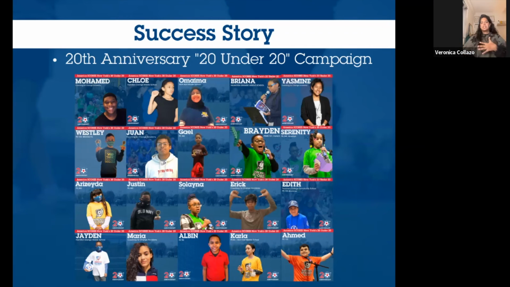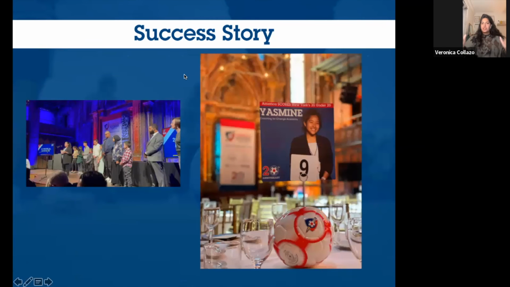And if you go to the next slide, you'll see that they had images of each of the 20 under 20 youth in the center of the table. And they were all there. They had the opportunity to speak. They had banners of their pictures on the side. As you can see on the stage, they were all of varying ages. Yasmin actually was our youth host. So we had this opportunity to really build our entire year around this campaign just from a social media story.